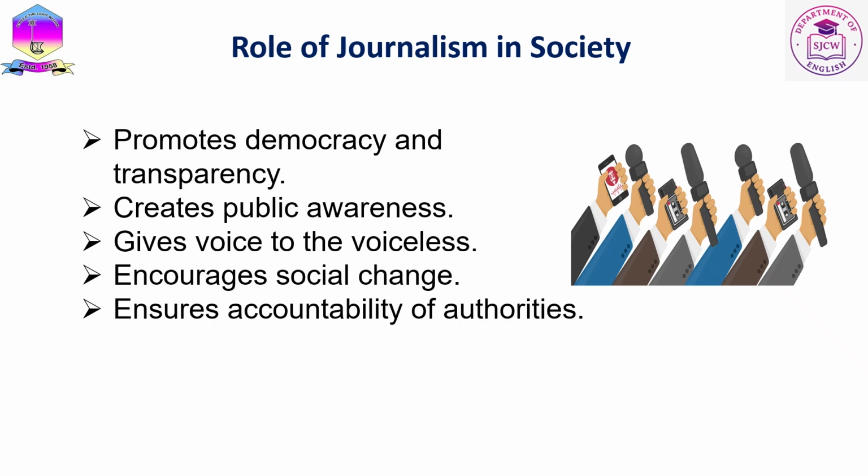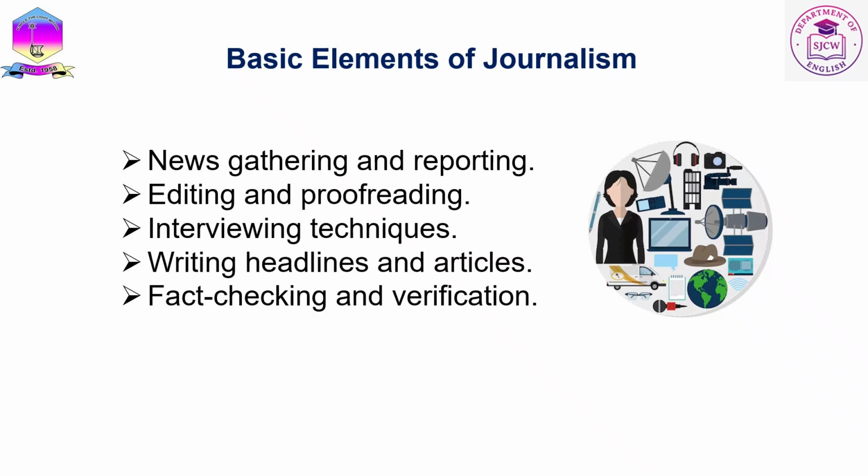Then the role of journalism in society. It promotes democracy and transparency, creates public awareness, gives voice to the voiceless, encourages social change, and ensures accountability of authorities. So journalism plays an important role in society through all these 5 points, because it is transparent and makes people understand what democracy is, what freedom of speech is, and the freedom to express your views, but keeping in mind not to violate or infringe on others' freedom.